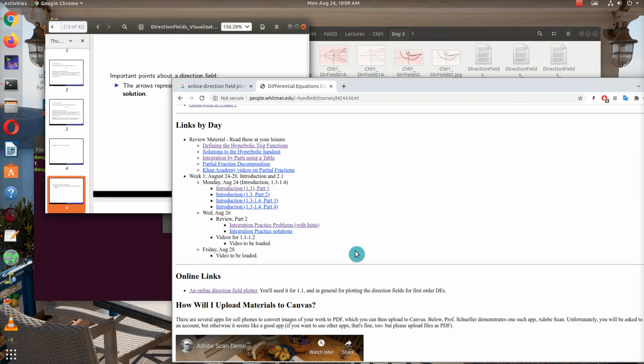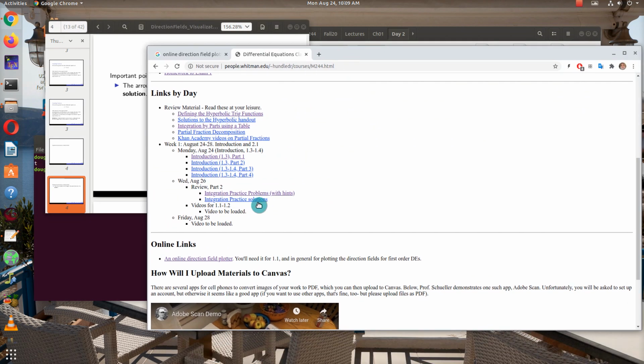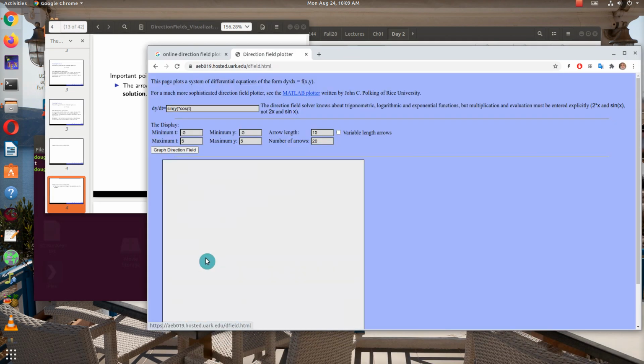So if you go to our class website, you'll see the link to the online direction field plotter here. And so here is where you're going to type in, I don't know if you can see this in the video, right in this box is where you're going to type in the differential equation. So this is already a sample. Here we have y prime equals sine of y times cosine of t. Now it would be difficult to algebraically solve this, but let's go ahead and just graph the direction field and see if we can get some information from that.